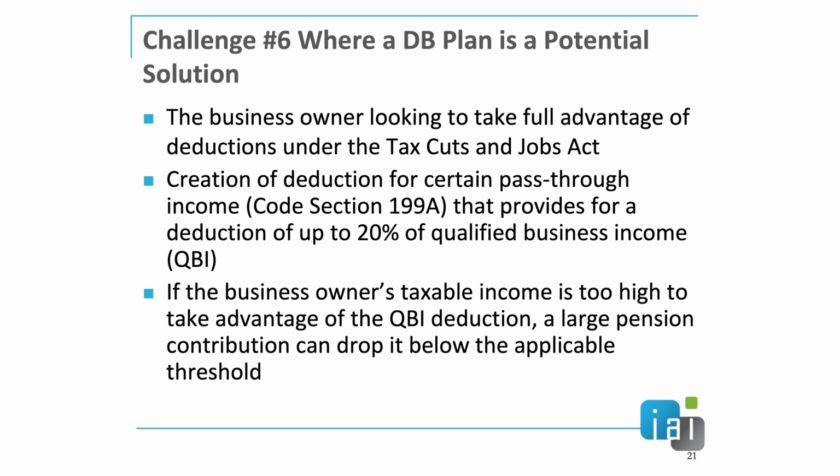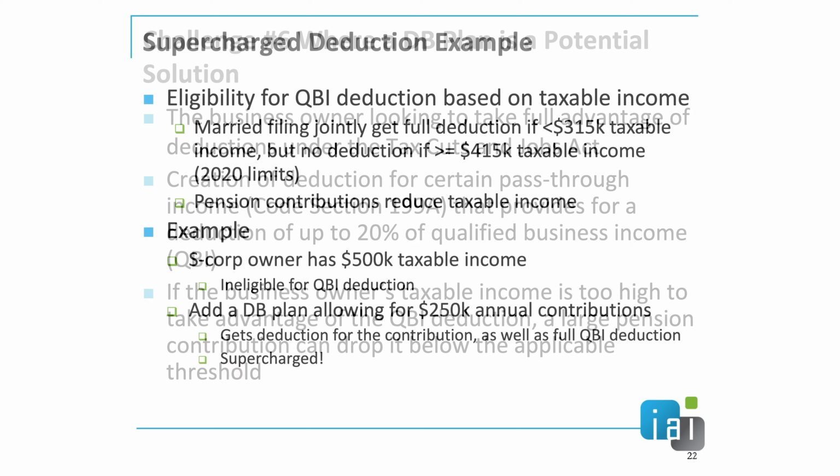All right, so our next challenge, the business owner looking to take full advantage of deductions under the Tax Cuts and Jobs Act. Now, under this act, there was a creation of a deduction for certain pass-through income, a Code Section 199A deduction, that provides for a deduction of up to 20% of qualified business income. Now, if the business owner's taxable income is too high to take advantage of the QBI deduction, a large pension contribution can drop it below the applicable threshold. The details of how this works are extremely complex and beyond the scope of this presentation, but I'll just show you a quick example of how this might work.